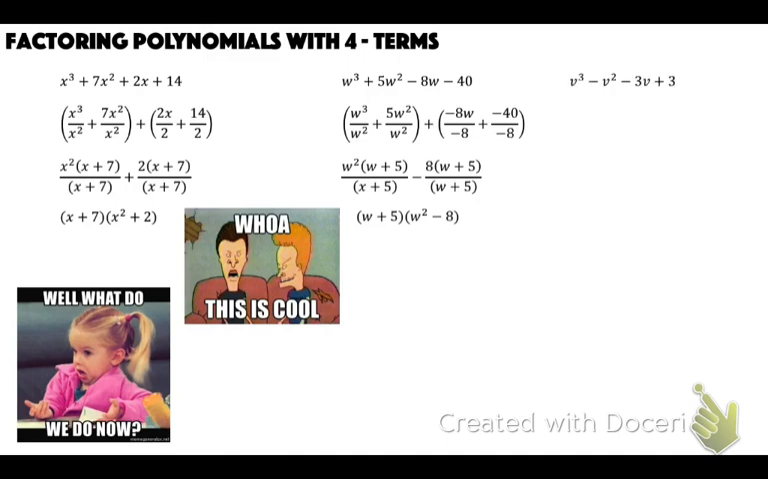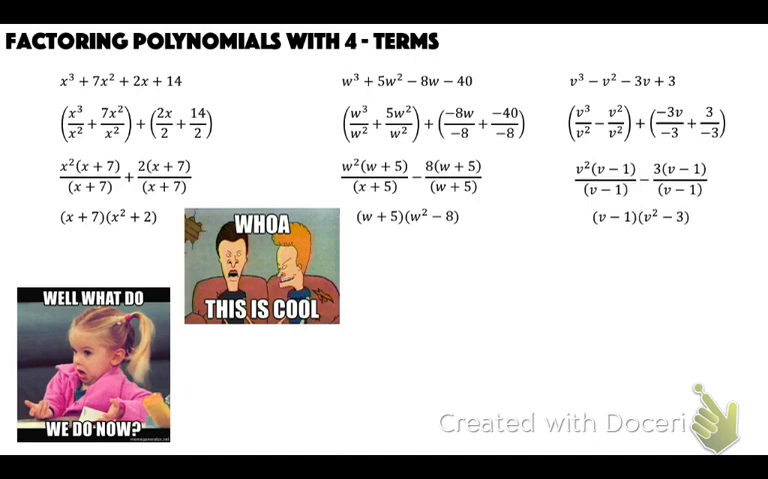Cool. Let's do this last one. So v cubed minus v squared minus 3v plus 3. Group the first 2, group the second 2. So between those first 2, I can pull out a v squared. Between the second, I can pull out a negative 3. So I'm left with v squared, v minus 1, negative 3, and v minus 1. V minus 1s are the same, so I have v minus 1 and v squared minus 3.